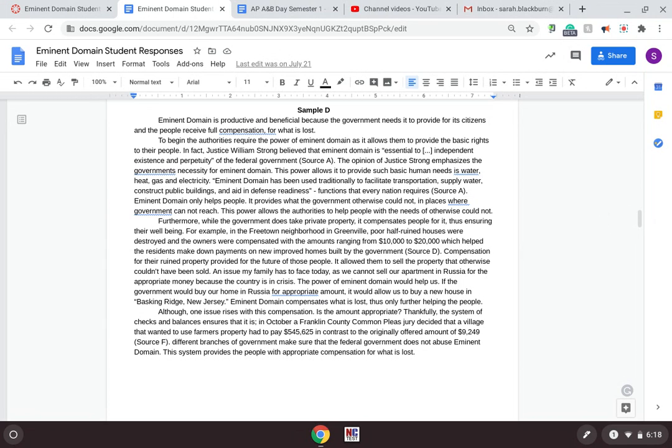So sample D, verging in a slightly upward direction, gets 4 out of 6 points. Defensible thesis, which is in fact the whole of paragraph 1. This is a 1-sentence introduction. It gets the job done. The thesis is there. They got credit for the thesis. It introduced their topic. Bam.